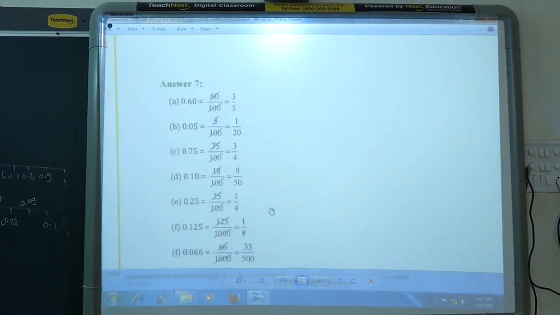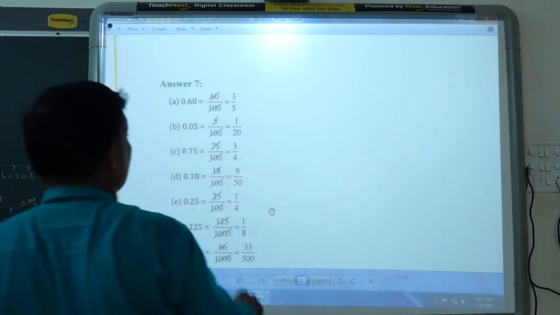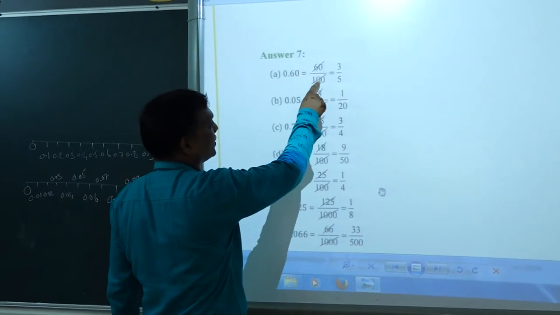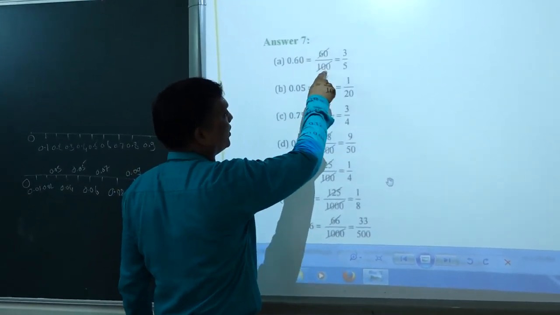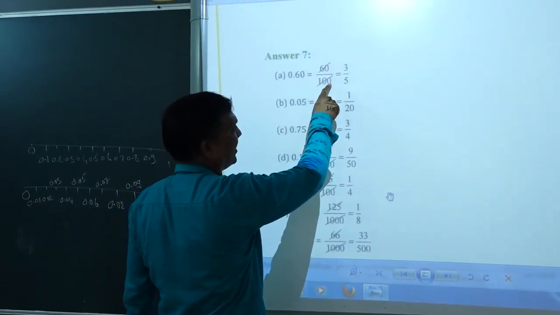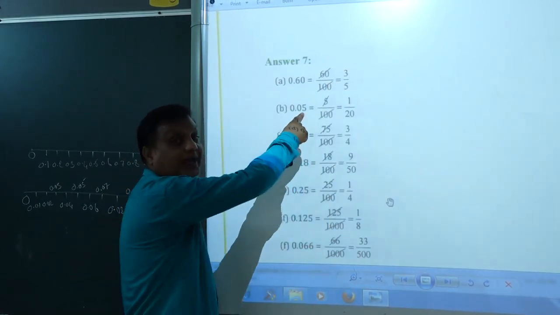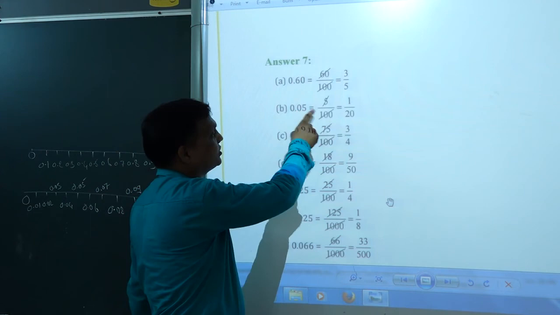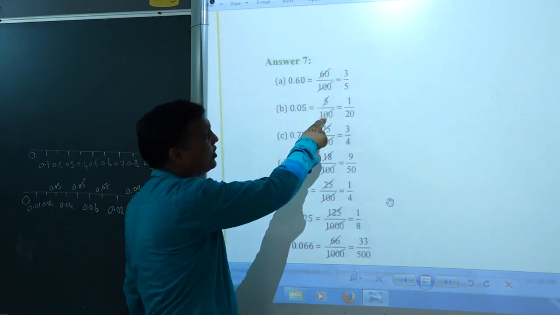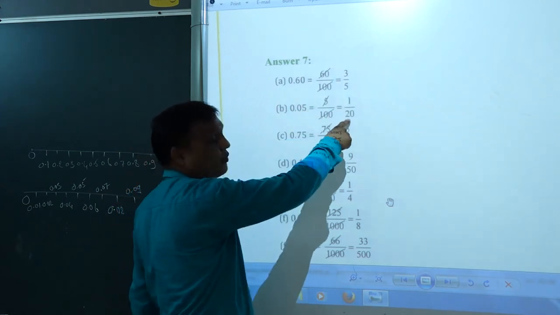Now the first question, 0.06. After the decimal, two digits, that's why you have to put 100 here. So 60 upon 100, and the lowest term is 3 upon 5. If you see the next question, 0.05. After the decimal, two digits, so you have to put 100. So 5 upon 100, 5 ones are 5, 5 twenties are 100, so 1 upon 20.